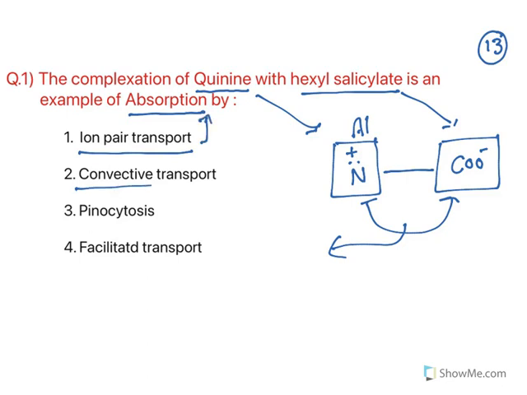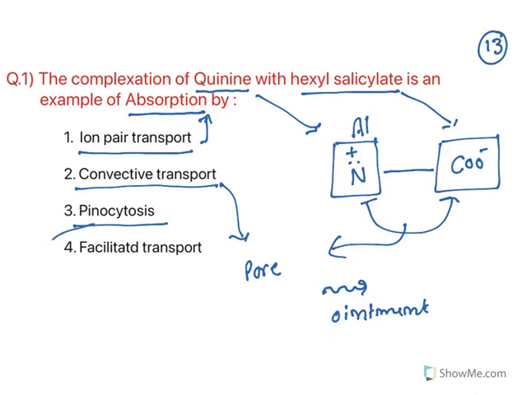Now, convective transport is also known as pore transport. Convection means mass transfer. When a particular amount of pressure is applied, the mass transfer will occur. Usually you can see this in case of ointments and gels, wherein a little amount of pressure is applied to increase the absorption.